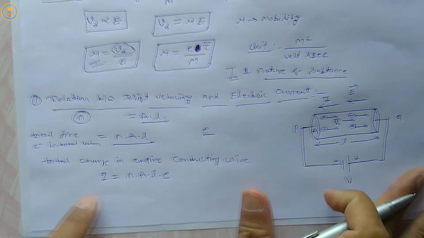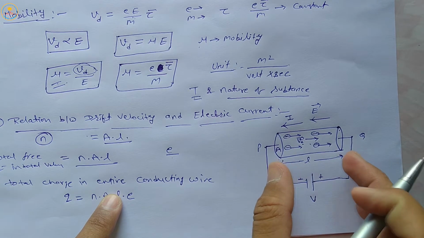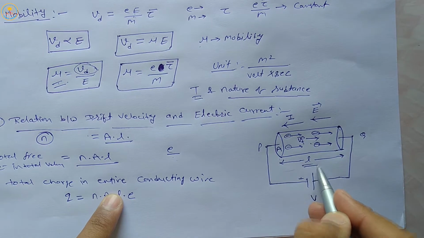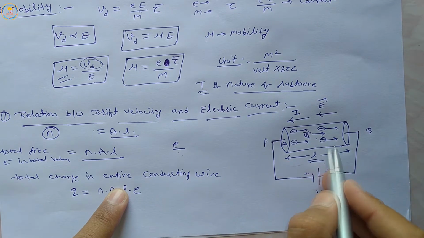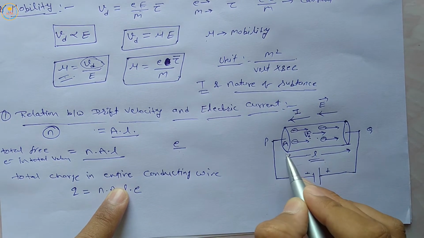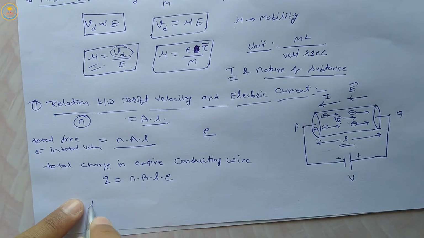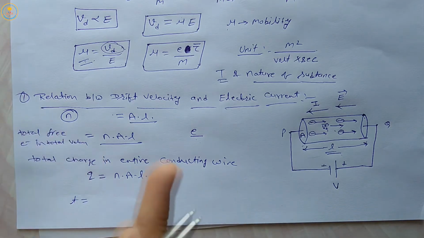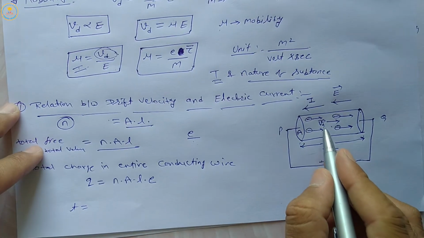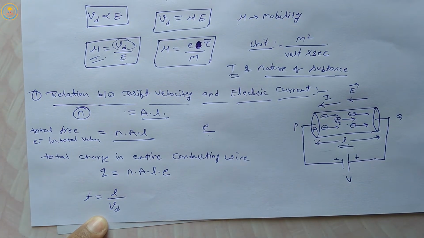We know that the drift velocity of electrons is Vd and the length of this conductor is L. Then the time taken to travel the length L, means from here to here. We know that speed is equal to distance upon time, so time is equal to distance upon speed. Here the distance is L and the speed is Vd. So T is equal to L upon Vd.